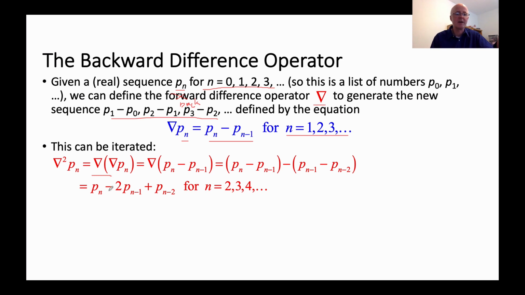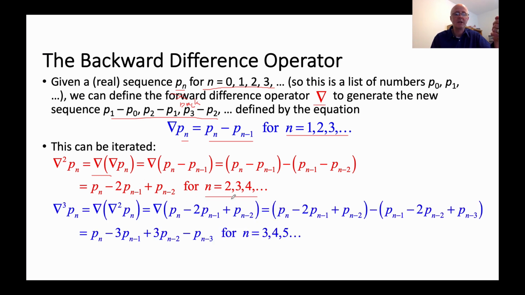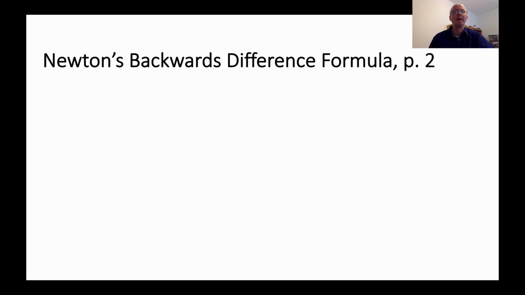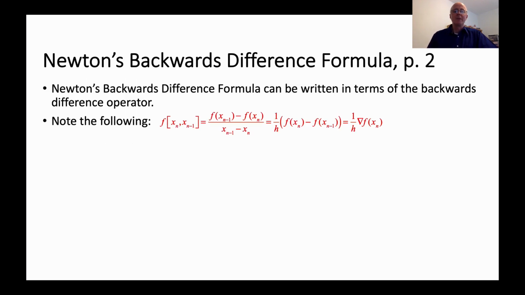And the formula looks very similar to with the forward difference operator. But with nabla squared, you start at n equals 2. With nabla cubed, you start at n equals 3. And in general, etc., you are going to have a similar kind of formula related to divided differences that we'll see here in a minute. Okay? That's what we're about to see here.